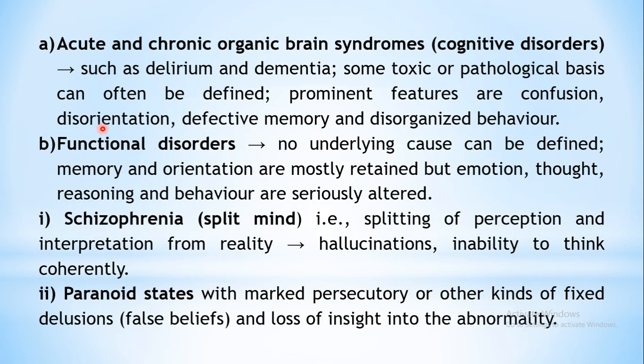We have seen that in this condition disorientation is seen and there is a defective memory. So these two, orientation and memory, are getting affected. But in case of functional disorders, memory and orientation are not affected, they are maintained. The person will not have any forgetfulness, and will be well oriented. But what is affected mainly?